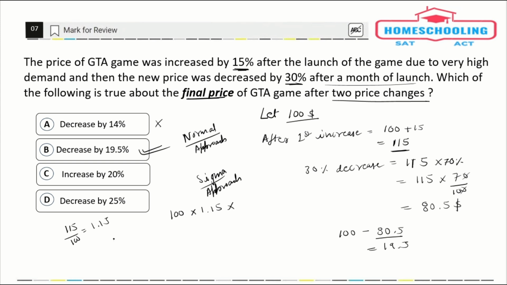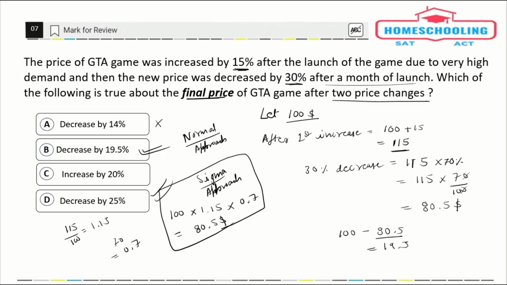It was decreased by 30%. So that would be 70%, so 0.7. So your final answer, if you put it on the calculator, you will get $80.5. So this is your shortcut, or the sigma approach, to solve this question. And this was your normal approach.